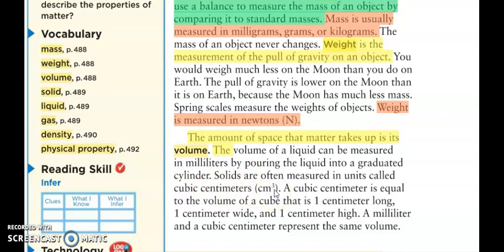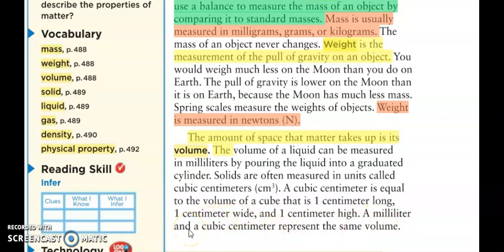Okay guys, a cubic centimeter is equal to the volume of a cube that's 1 centimeter long, 1 centimeter wide, and 1 centimeter high. So a milliliter and a cubic centimeter represent the same volume. Okay, so 1 milliliter is equal to 1 cubic centimeter.